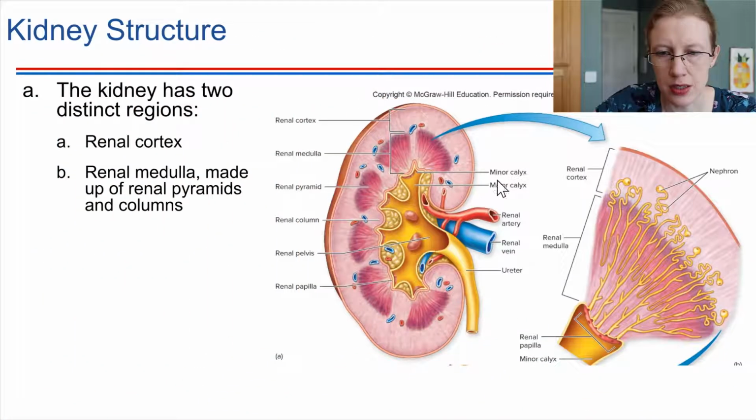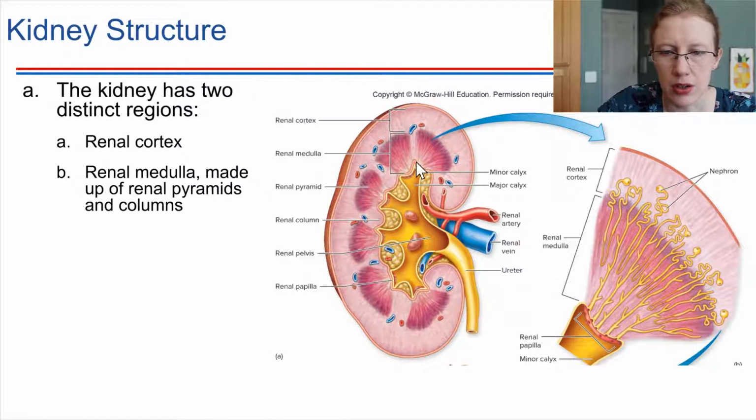Okay, let's get into the structure of the kidney. The kidney has two very distinct regions. If we look at a cross-section of the kidney, what we would see is this border area. This is called the cortex of the kidney. And then there's the more internal region. This is called the renal medulla.